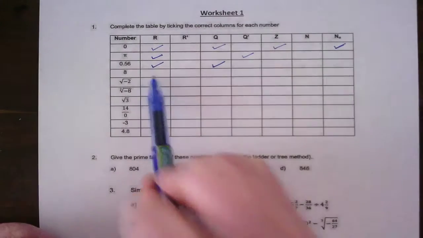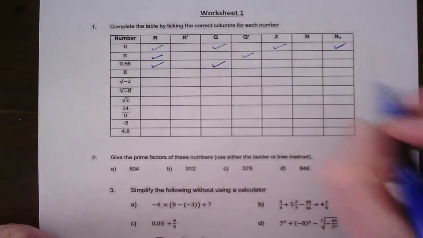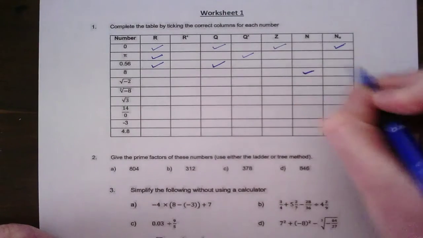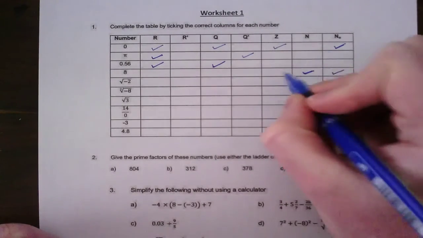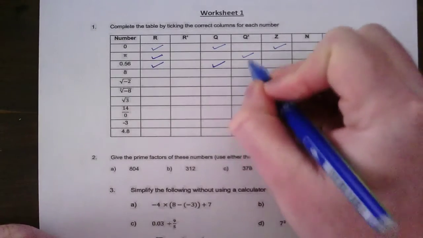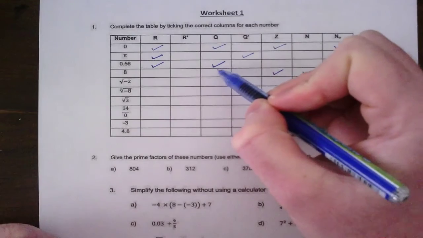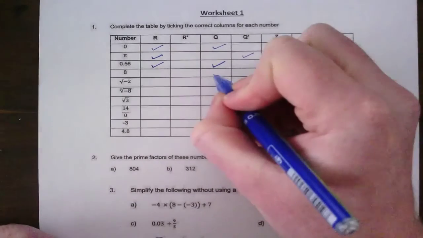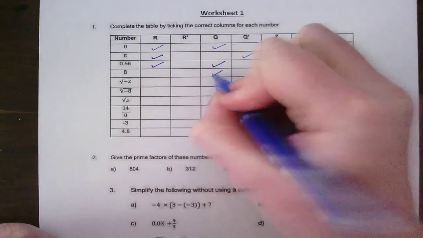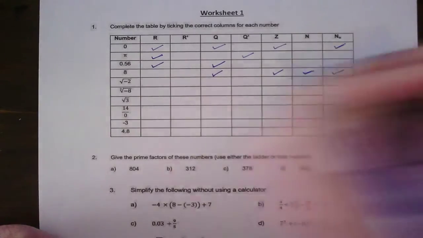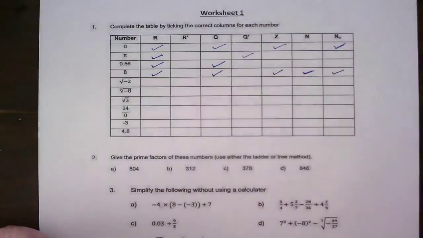Right? Next up, we've got 8. 8 is of course a natural number. It's also a whole number. It would be an integer. It's not irrational. We can write it as a fraction, so 8 over 1 or 16 over 2, and so that would make it a rational number, and of course it is real.